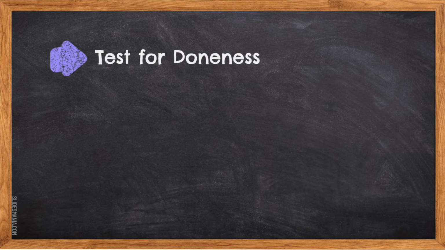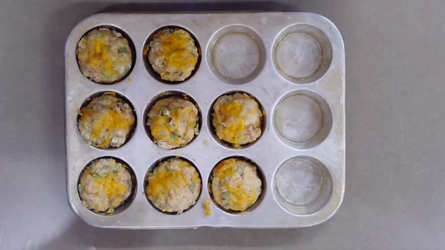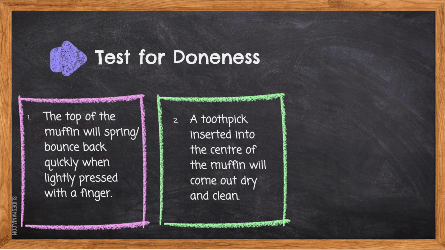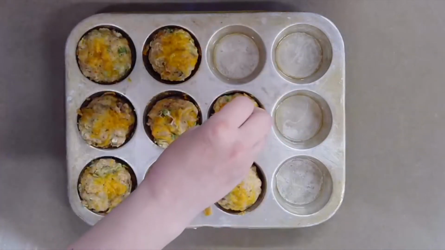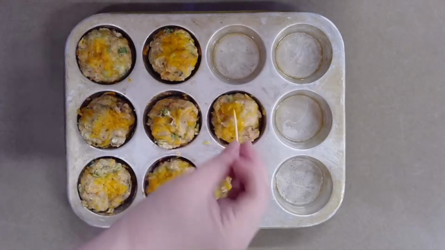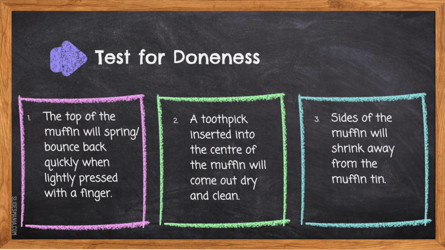Tests for doneness. 1. The top of the muffin will bounce back quickly when lightly pressed with a finger. 2. A toothpick inserted into the center of the muffin will come out dry and clean. 3. Sides of the muffin will shrink away from the muffin tin.